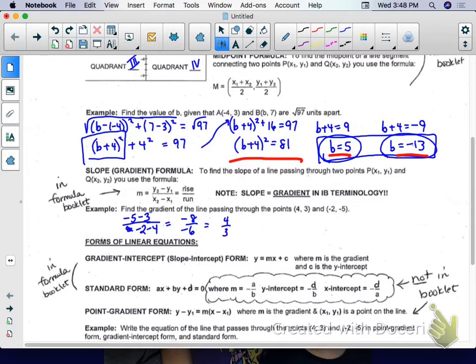Okay. Make sure that you leave that as a reduced fraction. Don't make it a mixed number. If they ever give you a slope as a mixed number, change it to an improper fraction.